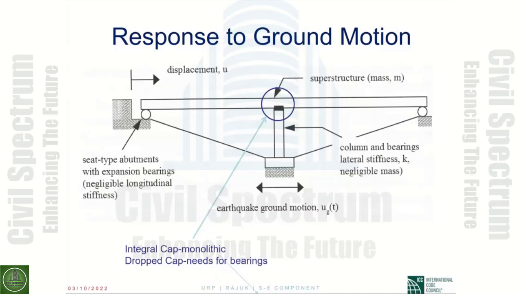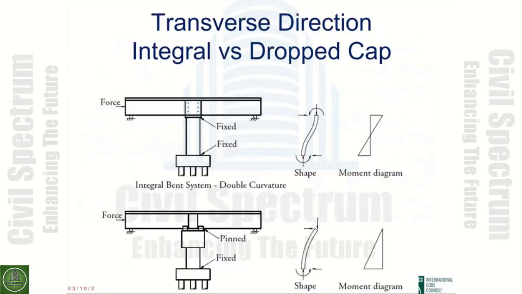And if you have a steel plate girder bridge, most of the time you will see a dropped cap. And you need to have a bearing and you need to have shear keys for that one. So details of these will dictate what the design and the bending moment will be.